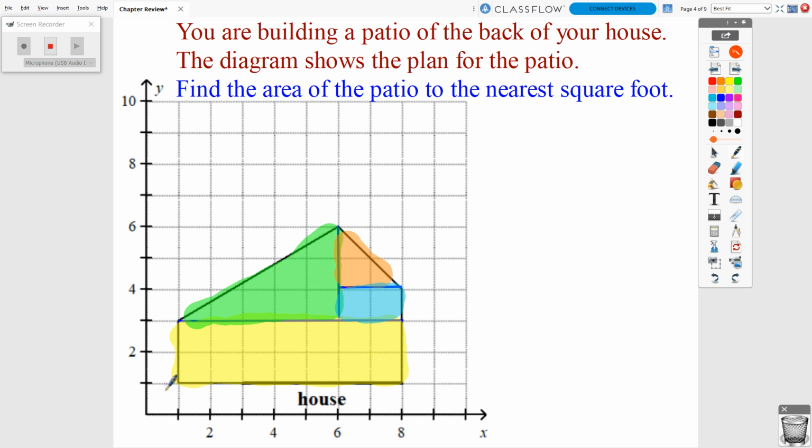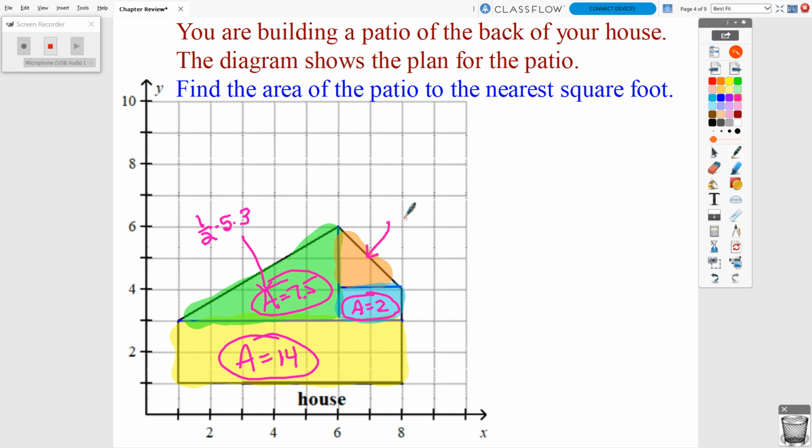So let's see. This base down here is 2, 4, 6, 7. 7 times 2. This has an area of 14 for this yellow rectangle. This is just a 2 by 1 rectangle, this little blue guy, so it's got an area of 2. This triangle is going to be 1/2 base times height. Base is 5. Height is what? 3. So 1/2 base times height is going to give me an area of 7.5.